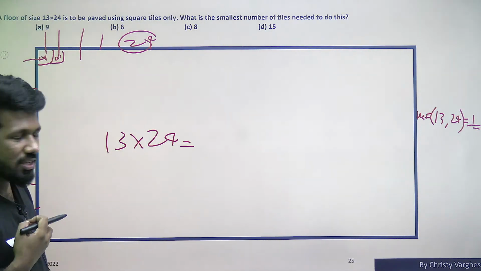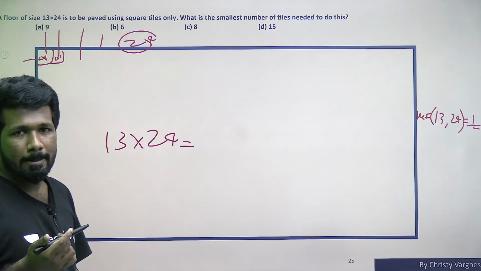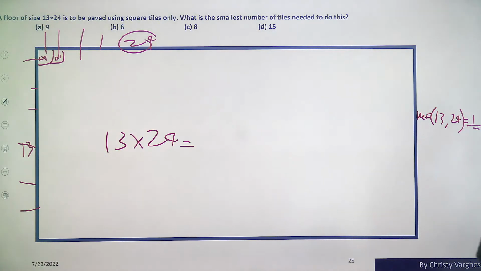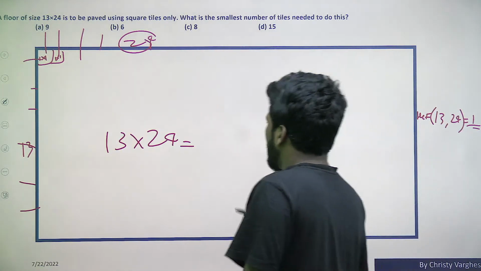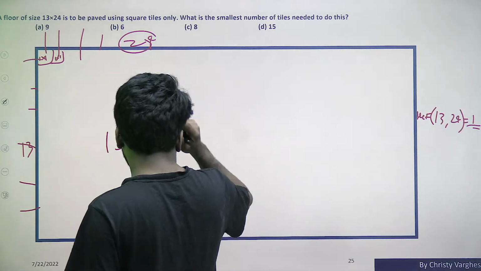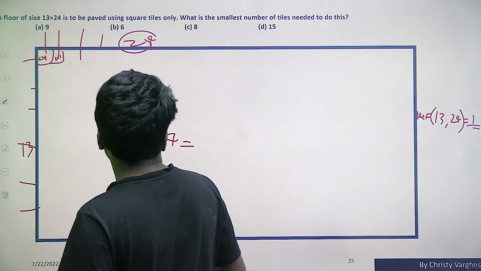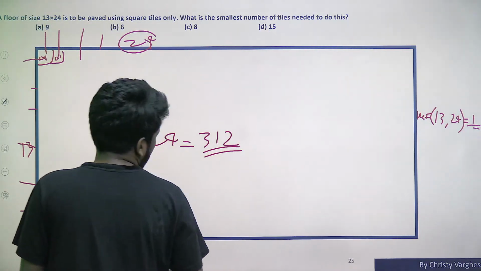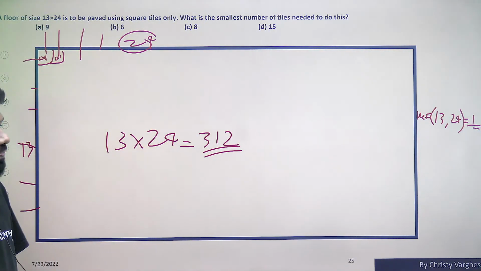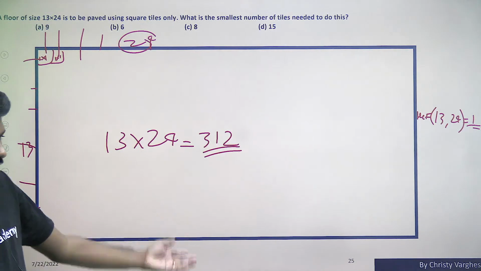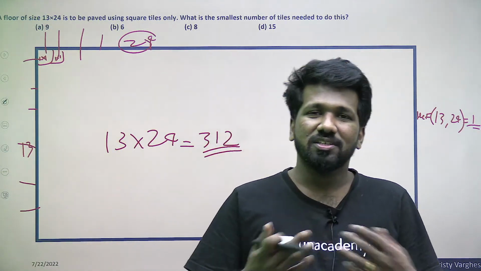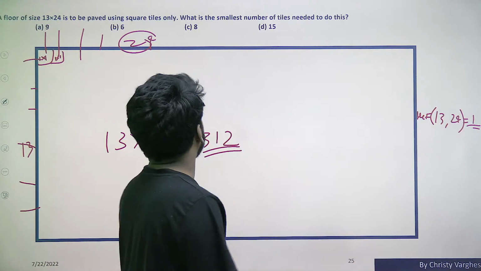Are you all understanding why 13 into 24? Please respond, is this clear or not? Mention in the chat. When you multiply 13 into 24, you will get 312. 312 tiles are needed. If the numbers are relatively prime, the number of tiles will also be equal to the dimension of the floor itself.